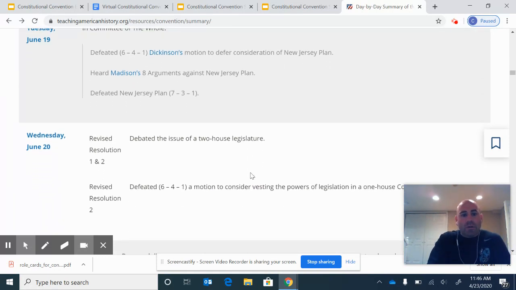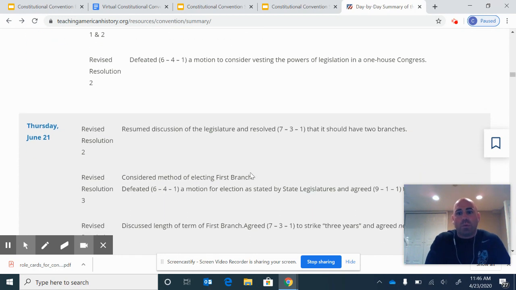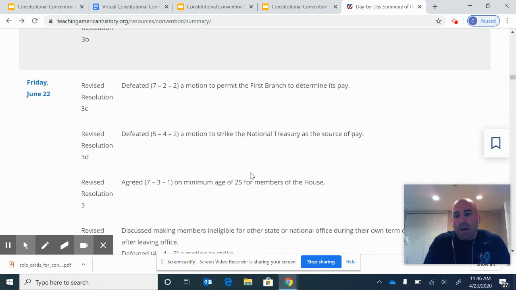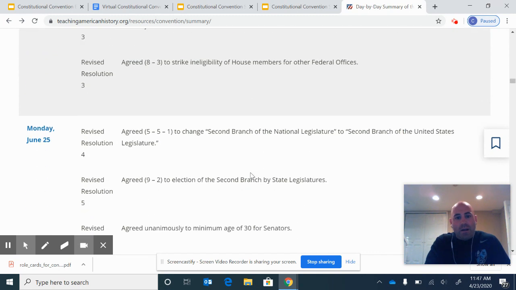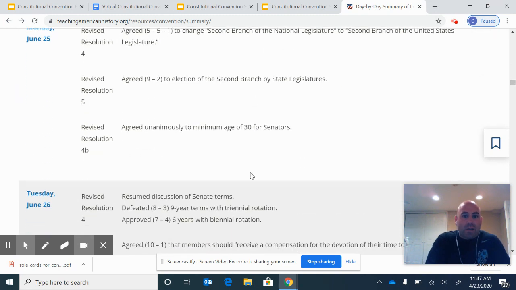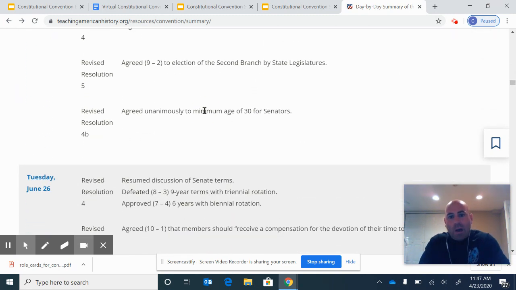If we move along, they're debating the two houses. What are we going to do with those two houses? Is it going to be equal representation like the New Jersey plan? Is it going to be proportional representation based on population like the Virginia plan? A lot of different things are being discussed, like what's the role? How do we elect them? How old do you have to be?